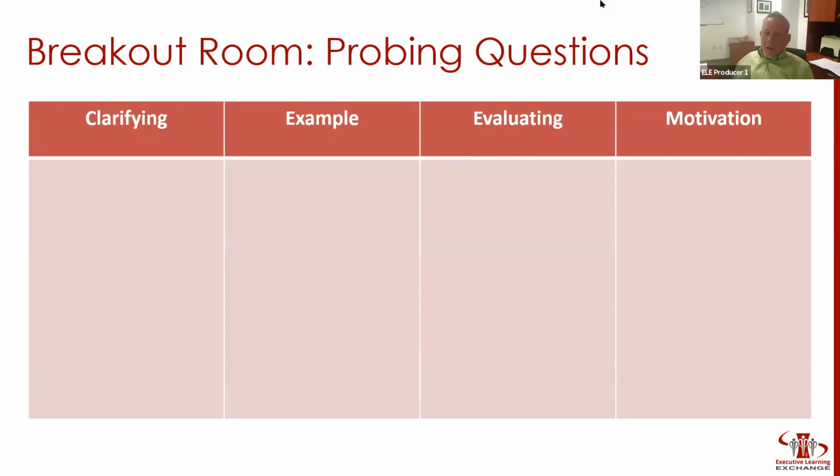Breakout room number 1, clarifying question was, describe the gap or the problem. For example, we had, what is an example of the pain points? And what is an example of the desired state? The evaluating question was, why do you believe a leadership development curriculum is required? We didn't quite make it to motivation, but we thought that we could still focus around pain points, and solving those would be a hefty motivation for the group.